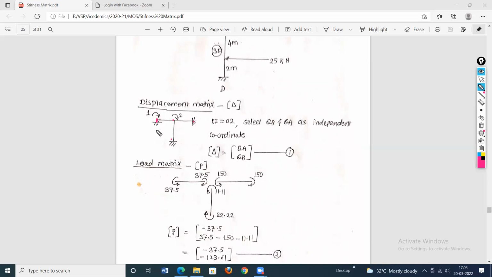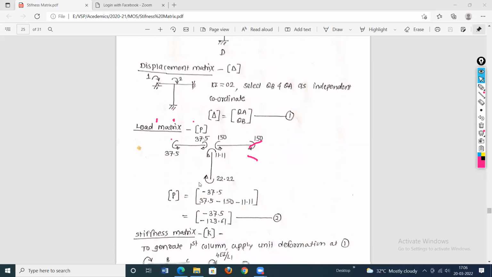Here the unknown displacement rotations will be theta A and theta B. We will assume both as clockwise. So the degree of freedom of this structure is 2. What are those? Rotation at A and rotation at B. Now we can write the displacement matrix. The first element is at coordinate 1, that is at A. What is the unknown displacement? Theta A. And at B, the unknown displacement is theta B. So call this equation number 1.